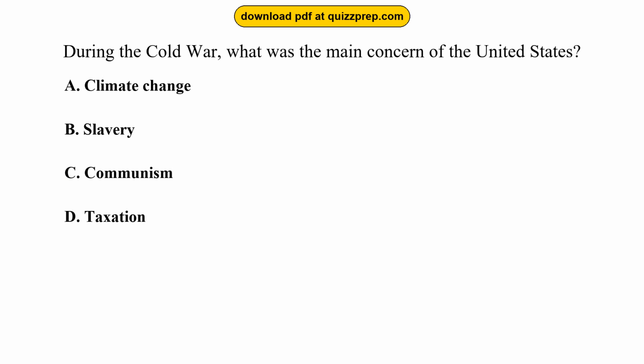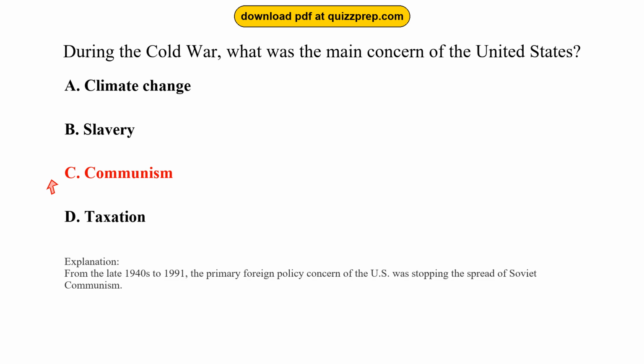Question 63. During the Cold War, what was the main concern of the United States? Option A, climate change. Option B, slavery. Option C, communism. Option D, taxation. The correct answer is option C, communism. From the late 1940s to 1991, the primary foreign policy concern of the U.S. was stopping the spread of Soviet communism.